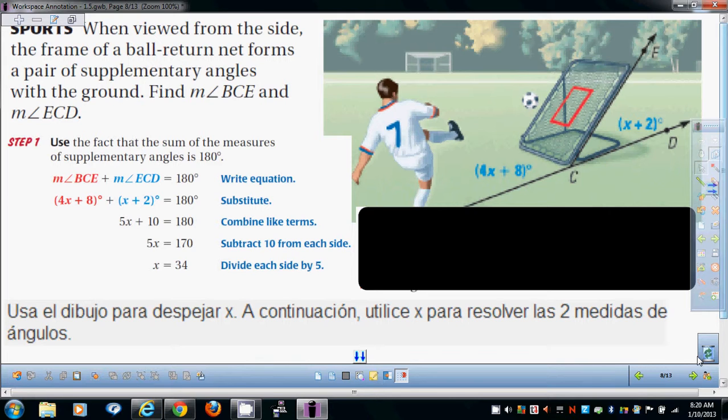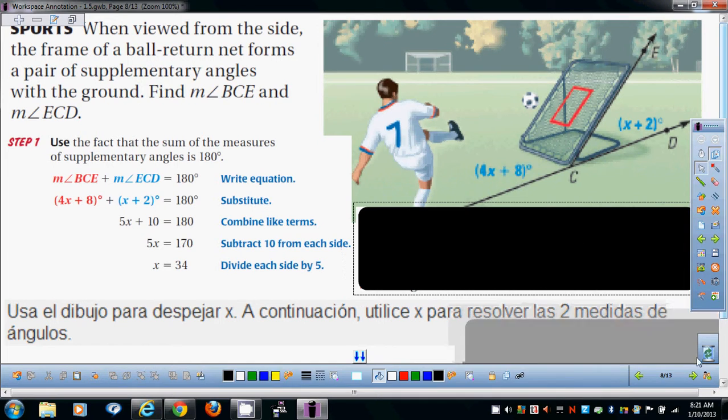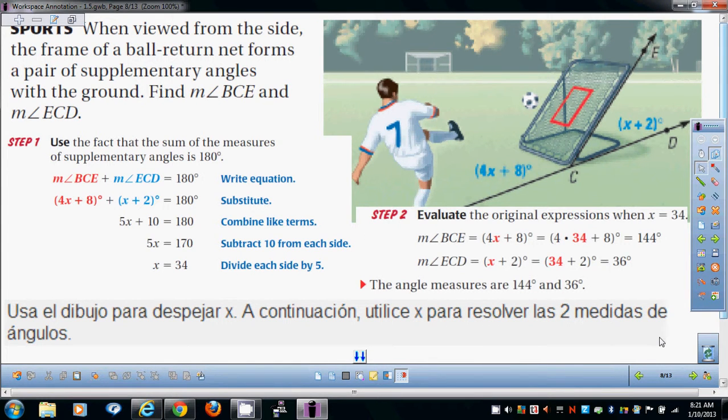4x plus 1x is 5x. 8 plus 2 is 10. Subtract the 10. Divide by 5, and you get x is 34. Are we done? No. What do we have to do now? Man, you guys are getting downright trained. Plug it in. Take that 34 and plug it in.